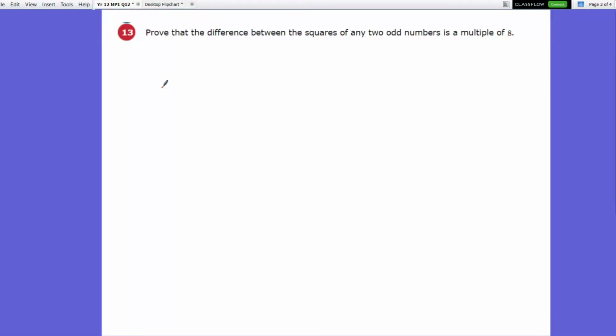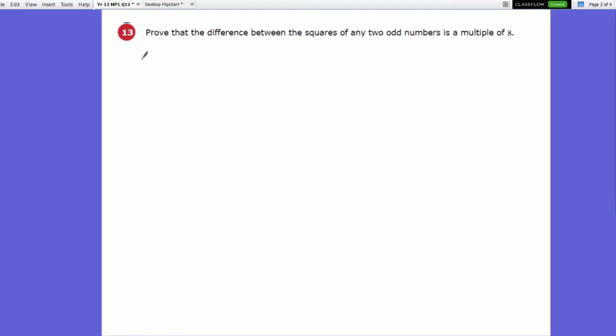You're looking at chapter 1, proofs, and we're doing mixed practice 1, question 13. Just a quick read of this. It says, prove that the difference between the squares of any two odd numbers is a multiple of 8. Okay, so let's just start with two odd numbers.